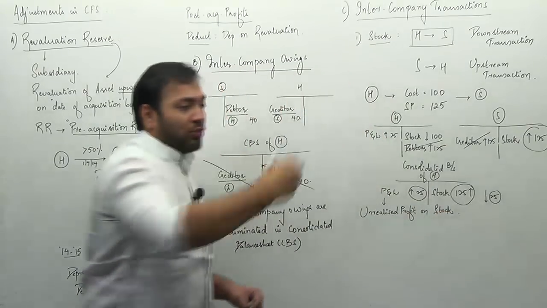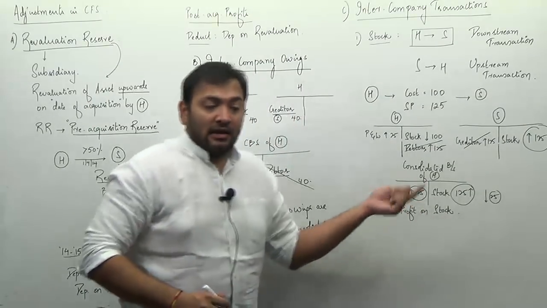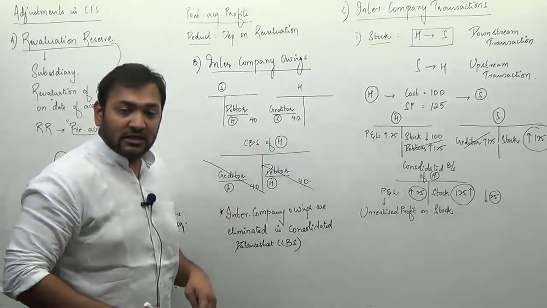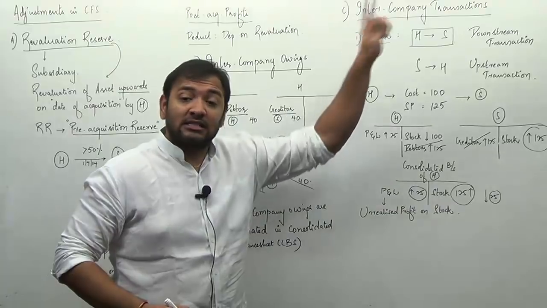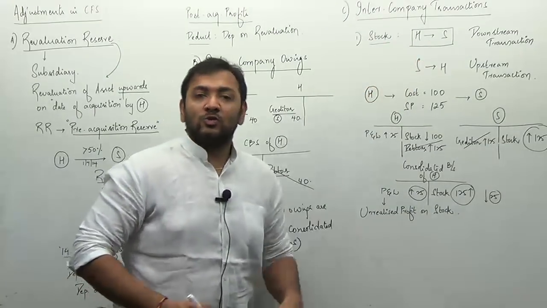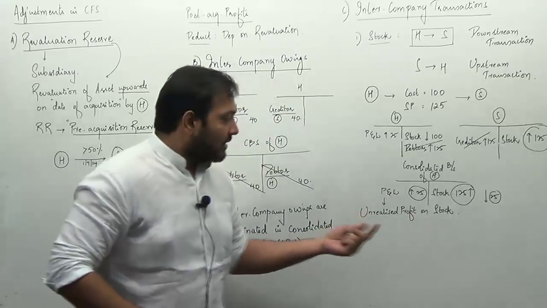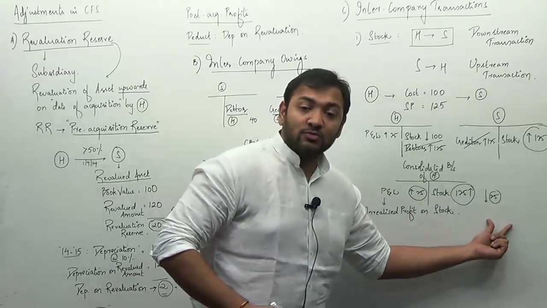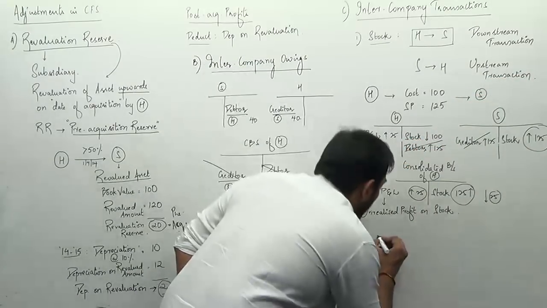I have to eliminate both. Holding company's P&L, in yesterday's consolidation procedures, was considered in step 7 when you consider reserves for CBS. So there, I have to reduce this 25, and this 25 will be reduced from stock when you prepare the consolidated balance sheet in step 8. So what are the two adjustments?